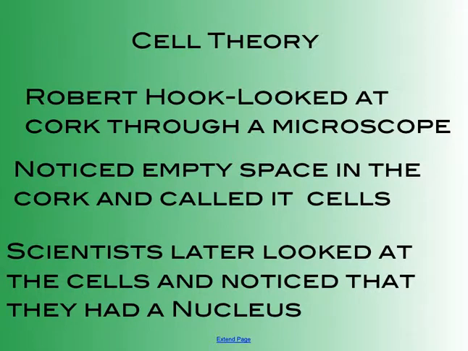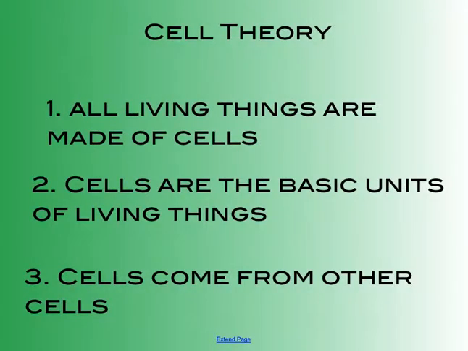There are 3 parts to cell theory, and they go as such. All living things are made of cells. You, I, the bacteria, fungi, animals, and plants, anything that is living is made of cells. Cells are the basic units of living things. Just like atoms are the basis of molecules, which are the basis of matter, cells are the basis of tissues and other organs, which are the basis for you and me.